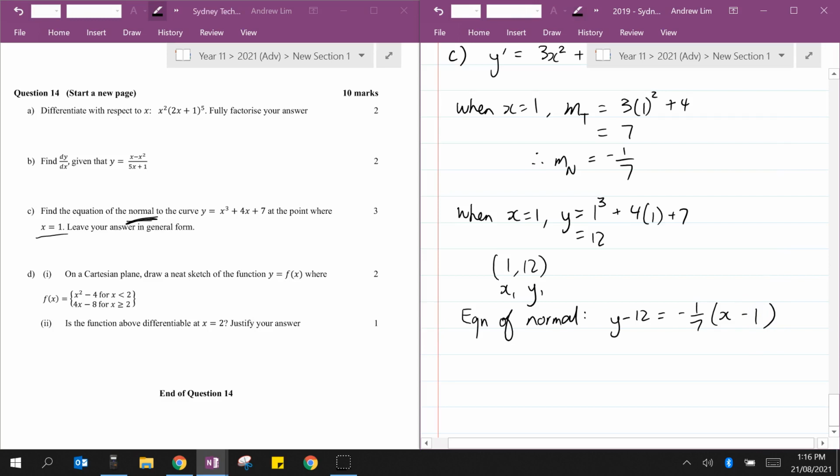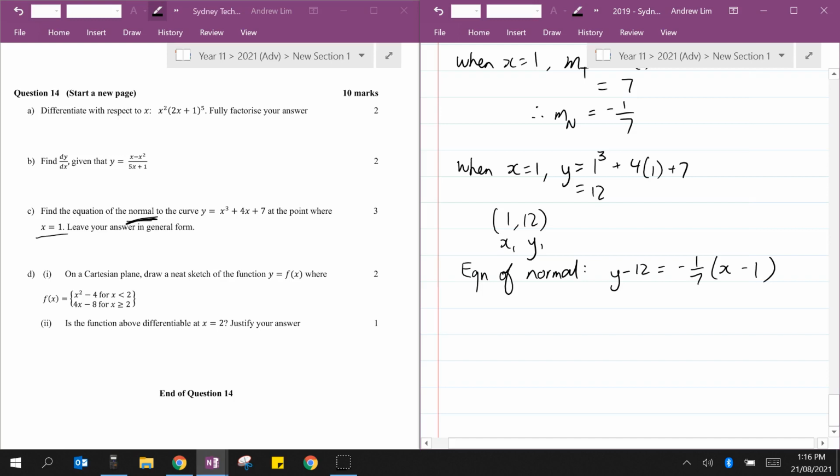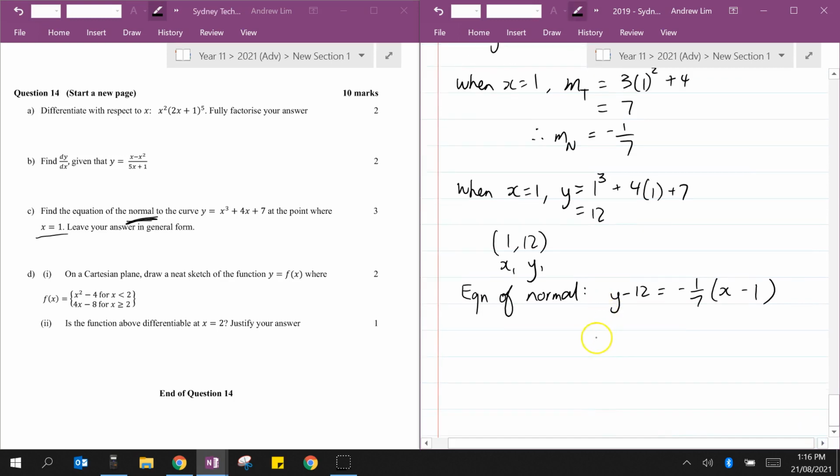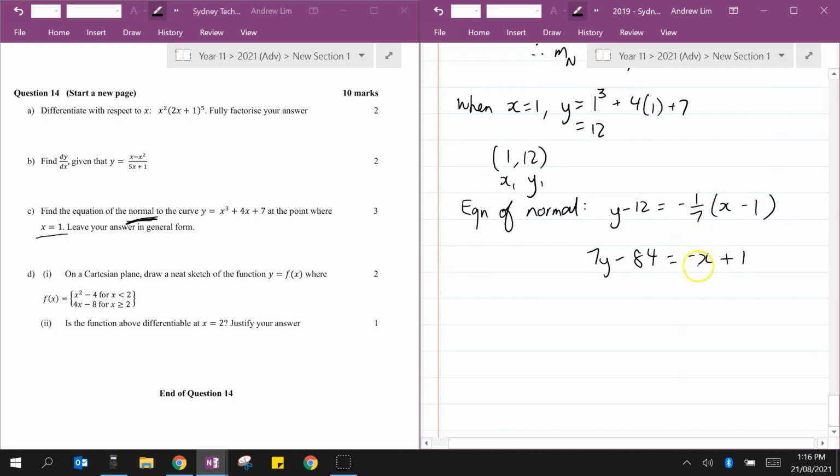And what does the question say? Leave your answer in general form. Okay, so I might multiply everything by 7 first to give me 7y minus 84 is equal to, and then expand the brackets: negative 1 times x is negative x, negative 1 times negative 1 is positive 1. General form means we need everything equal on one side, make it equal to 0, positive x and no fractions. So because x is negative, I'm going to move everything on that side to that side, leaving me with positive x plus 7y minus 84 is equal to, sorry, not 84, 85, because we need a minus 1, and that's equal to 0.